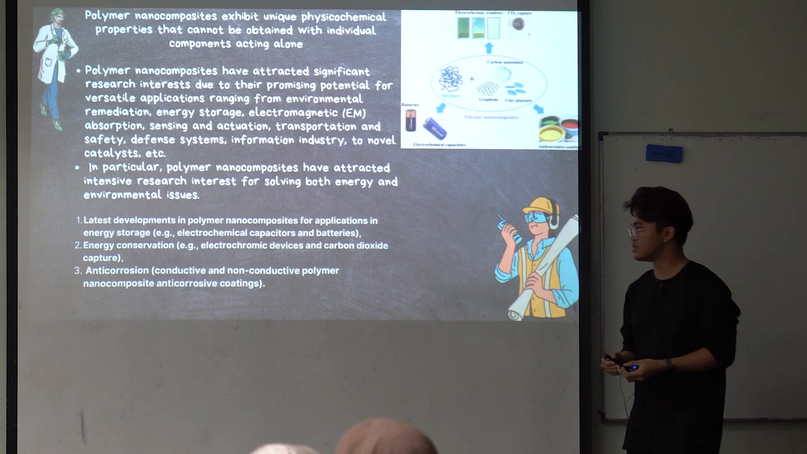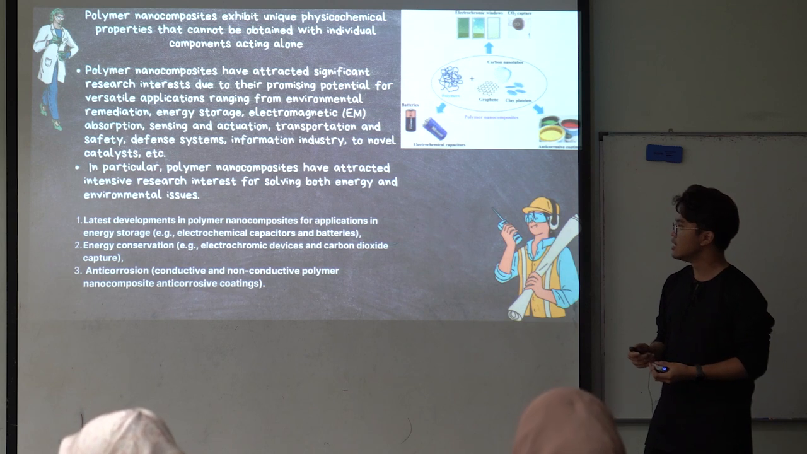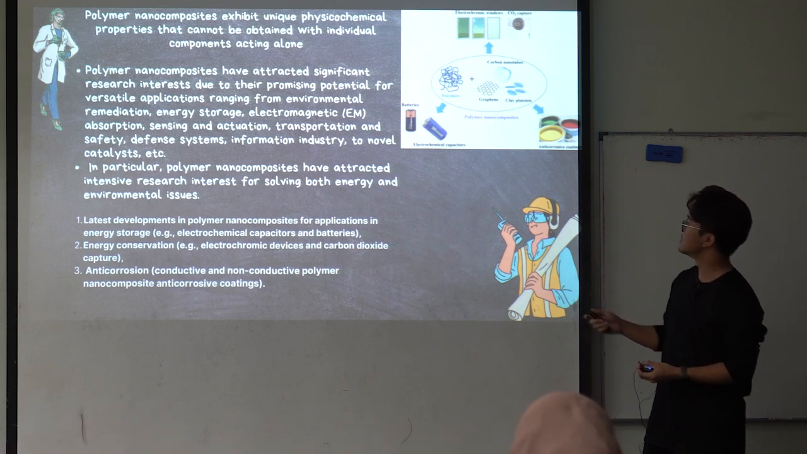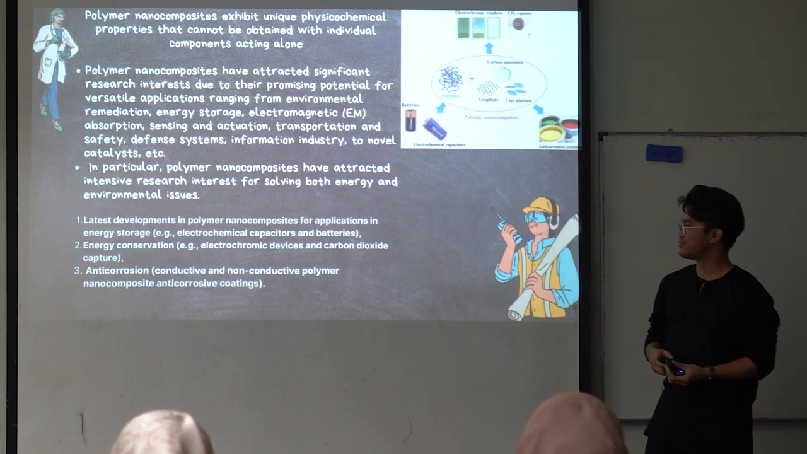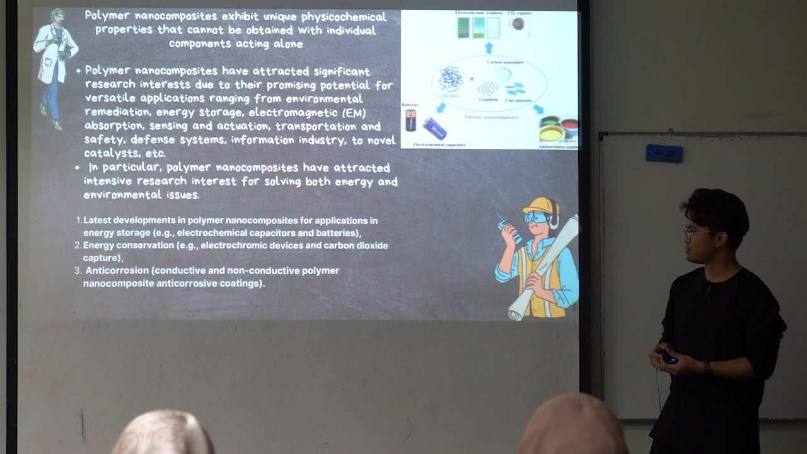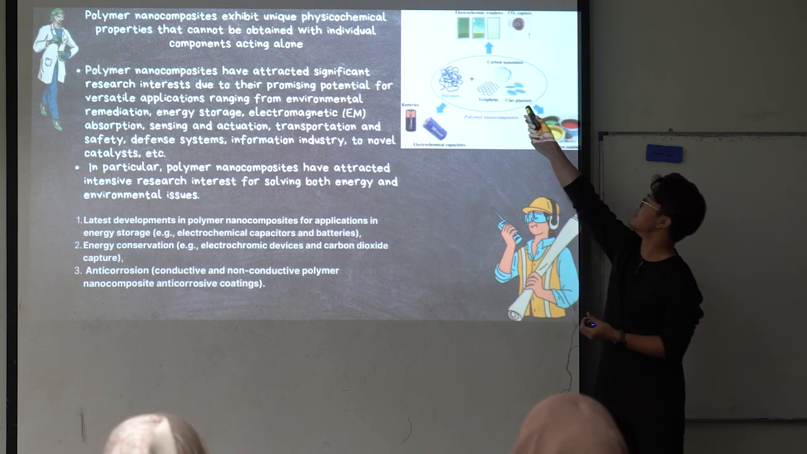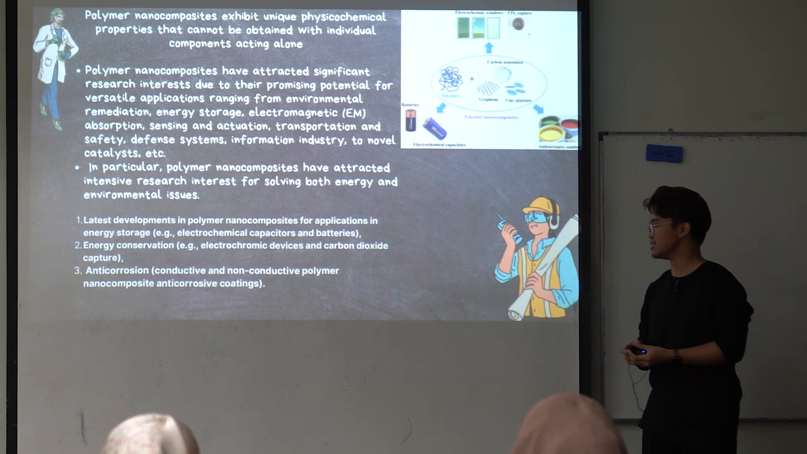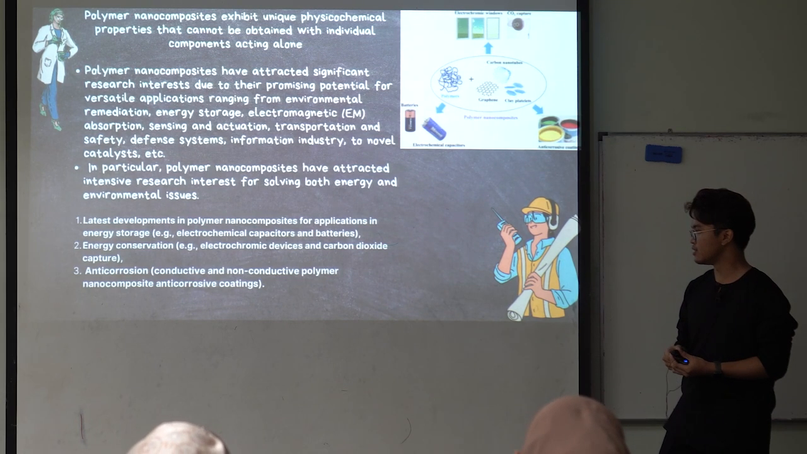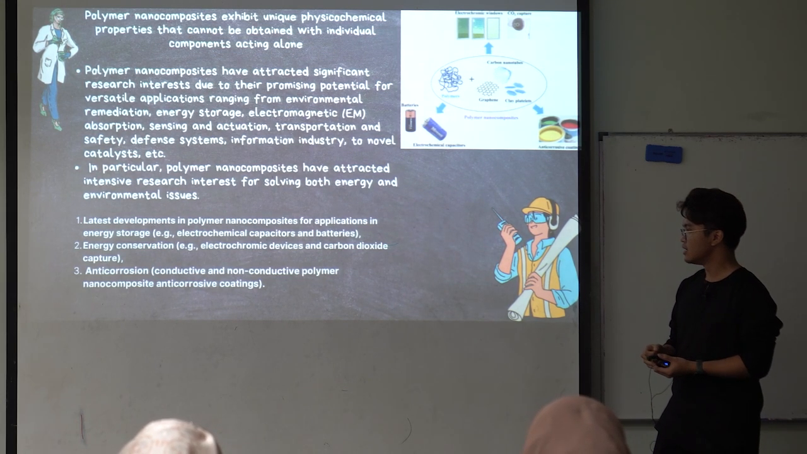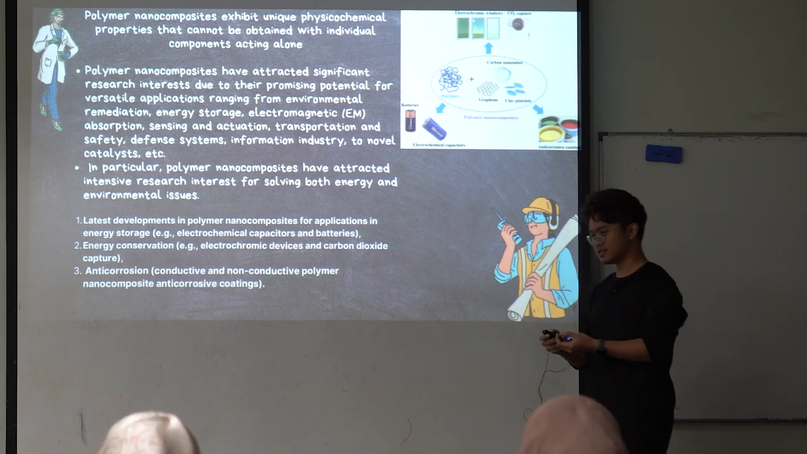There are three latest developments in polymer nanocomposites. First, applications in energy storage, for example, electrochemical capacitors and batteries, like this one. Second is energy conservation, for example, electrochromic devices and carbon dioxide capture, which is this one. And lastly is anti-corrosion, for example, conductive and non-conductive polymer nanocomposite anti-corrosive coatings, for example, used in paint. I will pass on to the next slide.